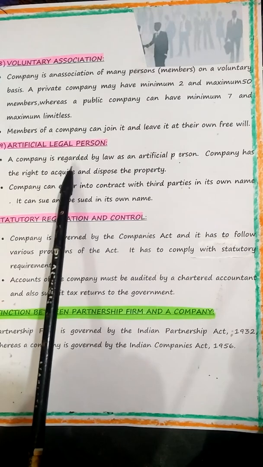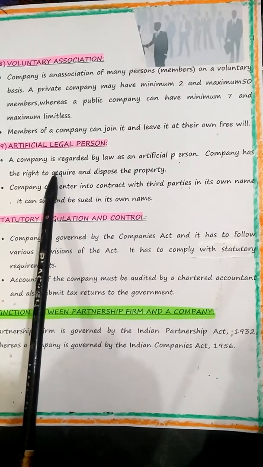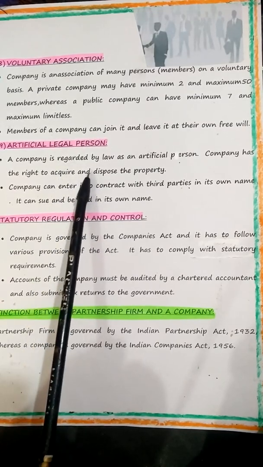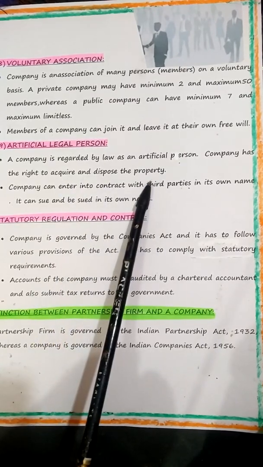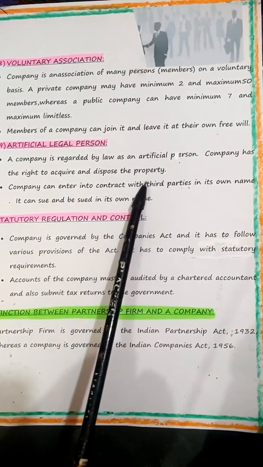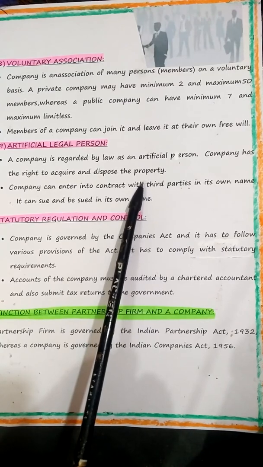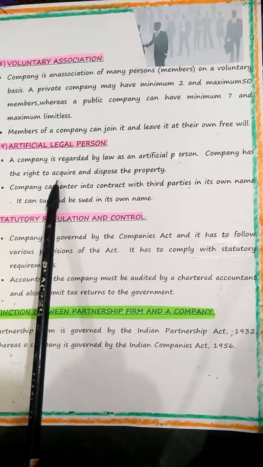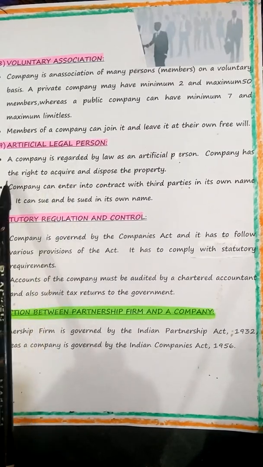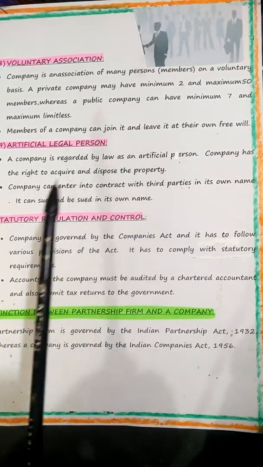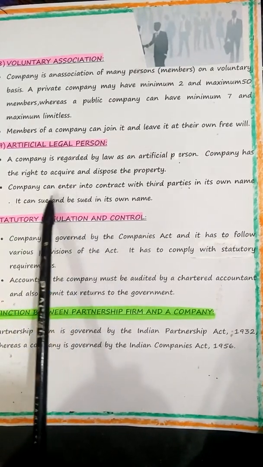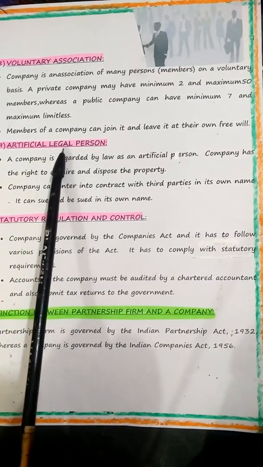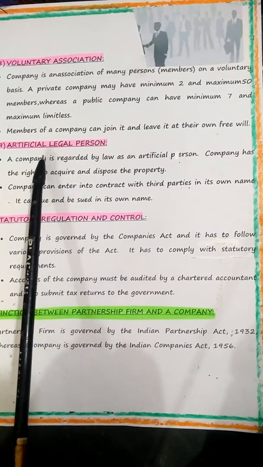Here, what happens? A company is owned by shareholders and managed by directors. So you have a difference between owners and managers. Who manages? Directors. Who are the directors? Directors are the members elected by the shareholders. And who are the owners of the company? Shareholders. So you must understand, owners are different from managers. So an artificial legal person is different from a natural person. This term artificial legal person is very much used in judicial terms, in legal terms.